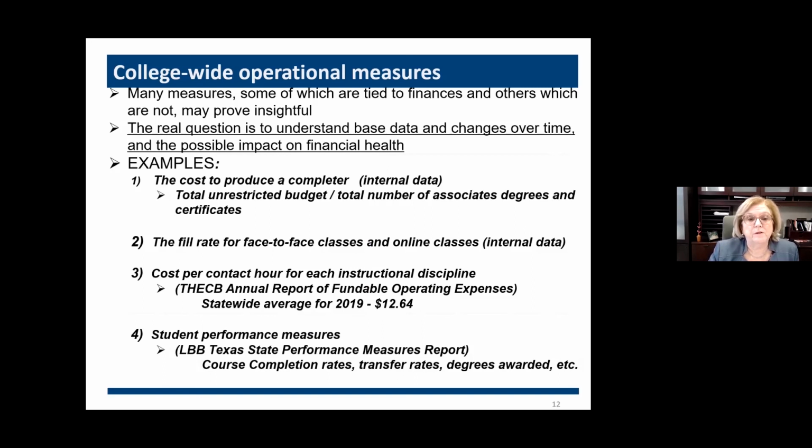It's an interesting report to look at. It comes out in March each year, or February or March. And it's interesting because each discipline is also costed out. So while perhaps my college's average might be right on that $12.64 per contact hour, English may cost me $5.32 and welding may cost me $15. So there's 31 different instructional disciplines and they're all costed out. And you can see all 50 colleges' data. You can see the state average and you can compare your college.